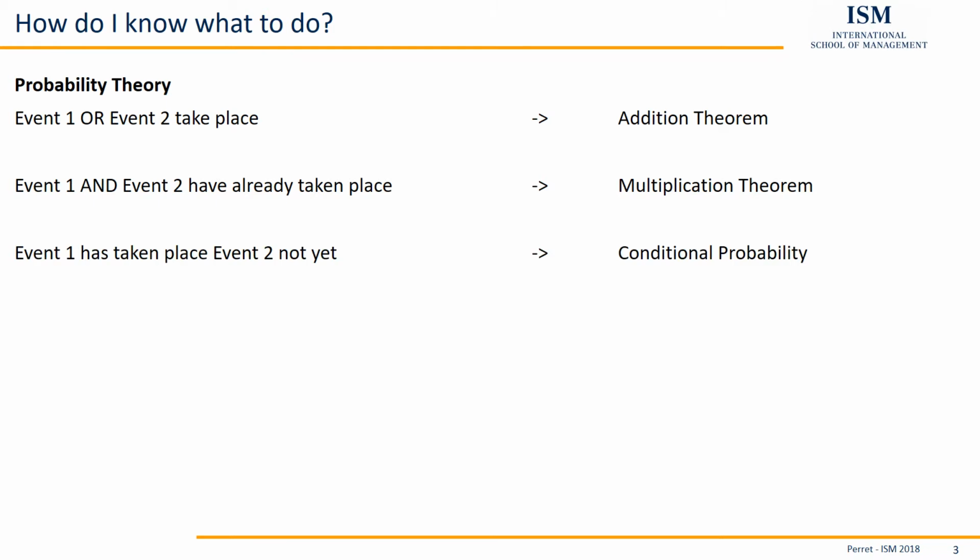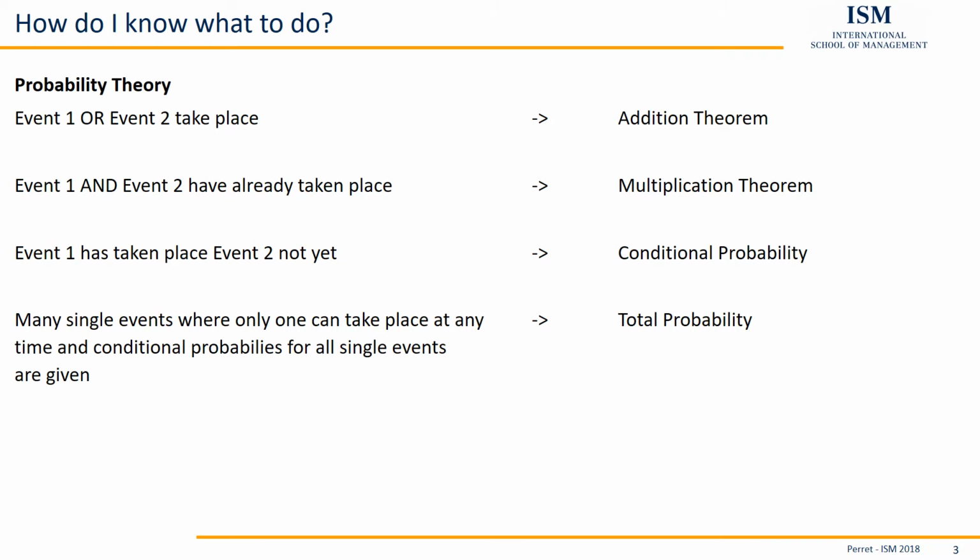Then it could be that one of the events has already taken place, one of the different things already occurred, and the question is asked about the probability of the second event happening. This results in some problems related to conditional probability. Under the condition that the first event has happened, what is the probability that the second event will happen? So we have one event or another, one event and another event, both already taken place, or one event taken place, the second not yet.